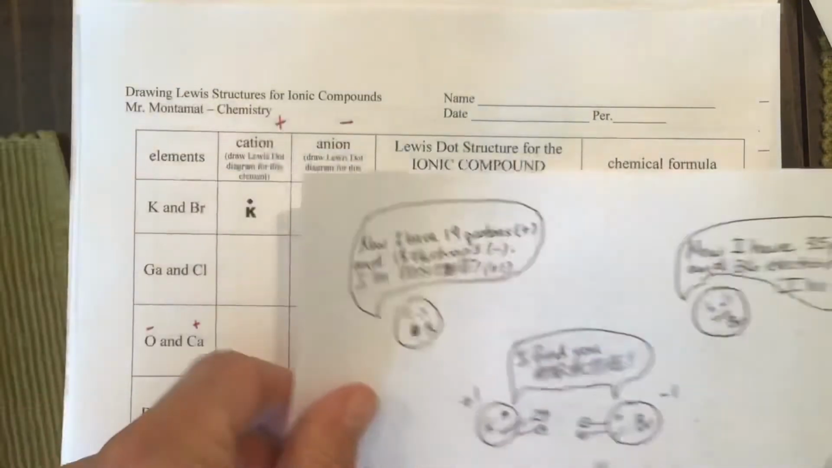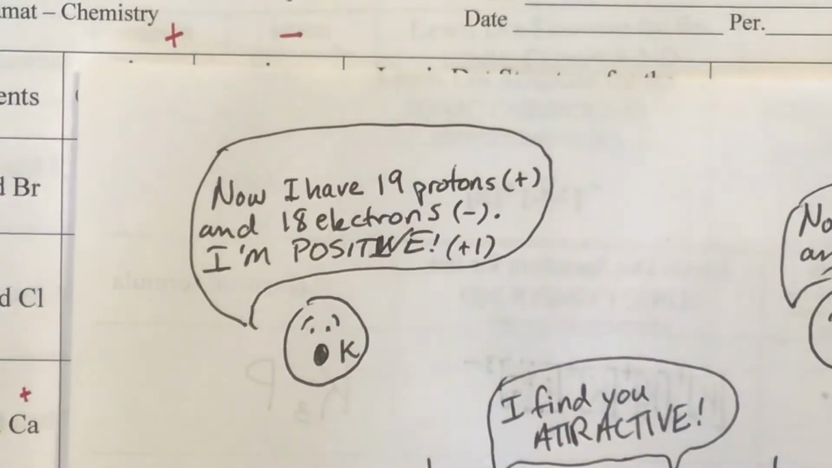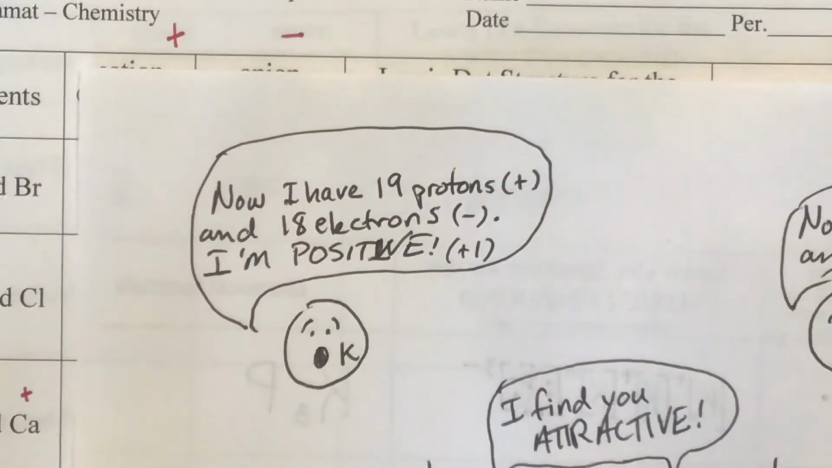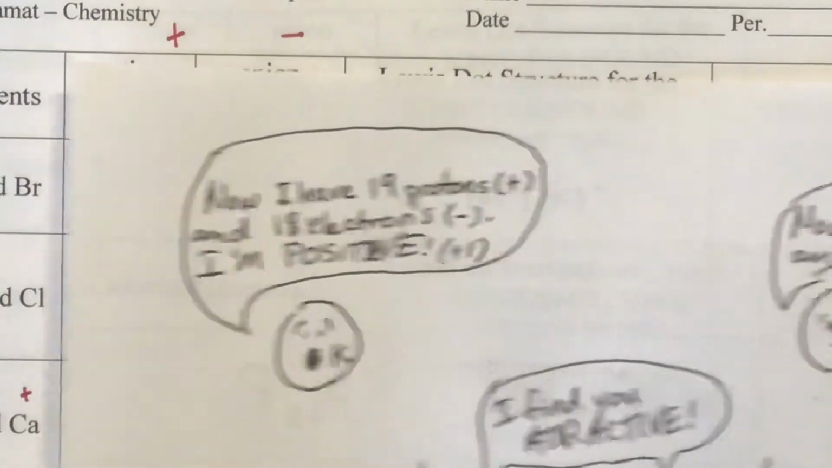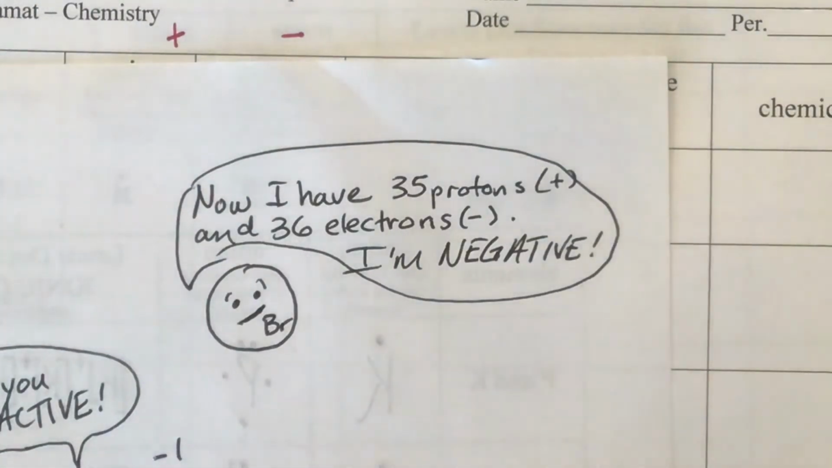So here's what's going to happen. So here's potassium. Now I have 19 protons and 18 electrons. I am positive. See, because it has 19 minus 18, that's a +1. So potassium is now an ion. It has a charge. Now let's look at bromine. I have 35 protons and 36 electrons. I'm negative. 35 minus 36 gives you a -1. Bromine is now an ion.